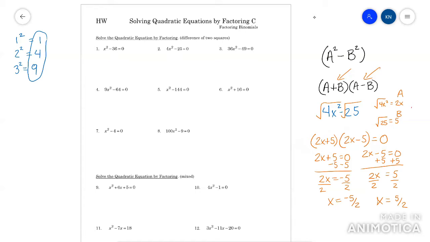So now let's start looking at all these. This first one is a difference of squares. If you square root x squared, you get x. If you square root 36, you get 6. So this is x plus 6, x minus 6 equals 0. Set each factor equal to 0 and solve, and you get your answers. The next one I already did. That's to the right over there.